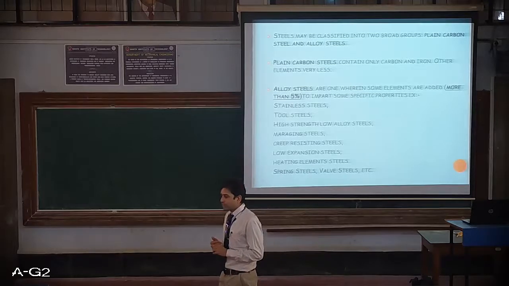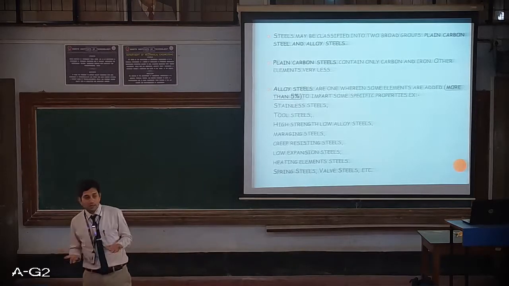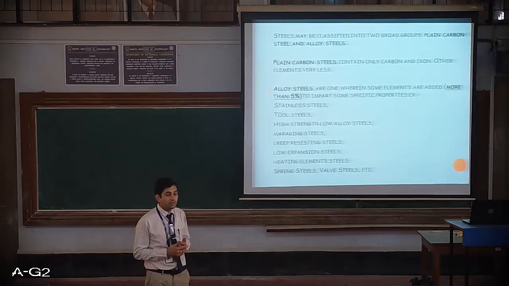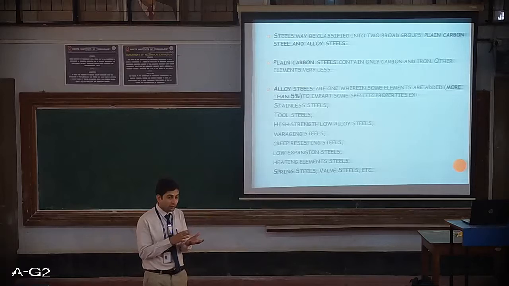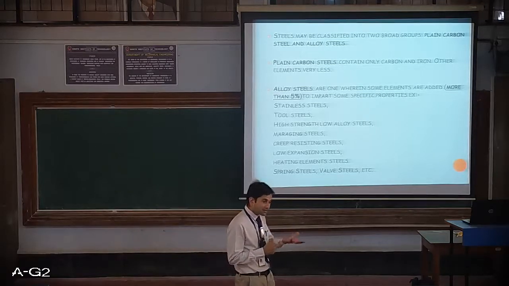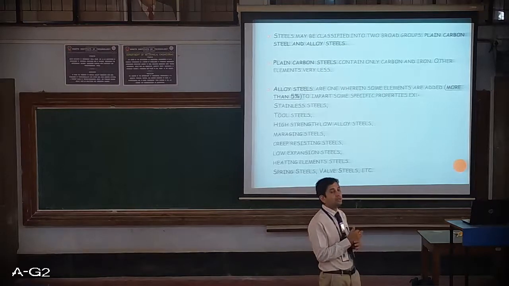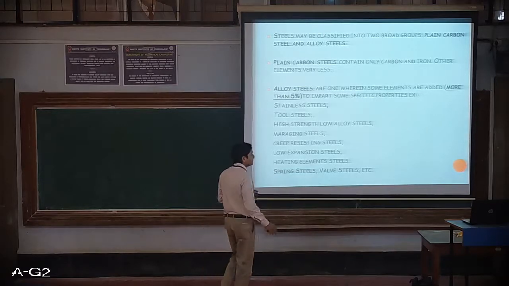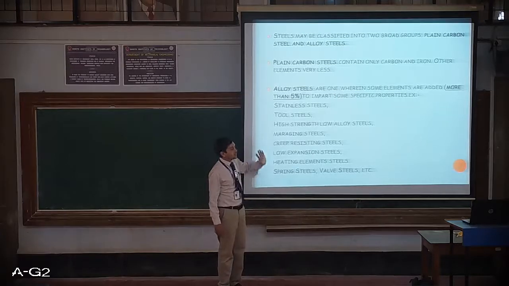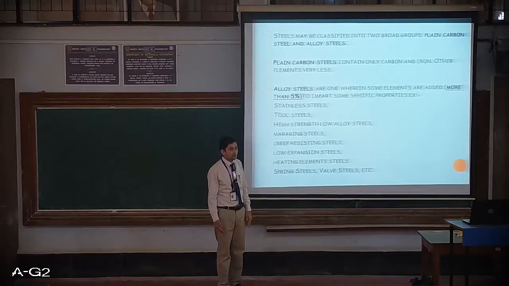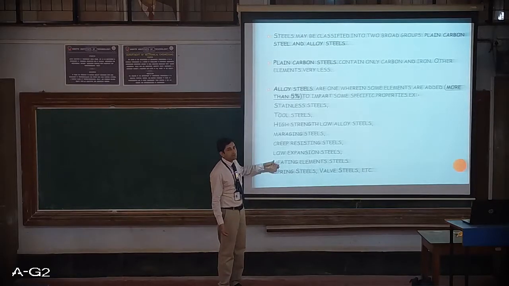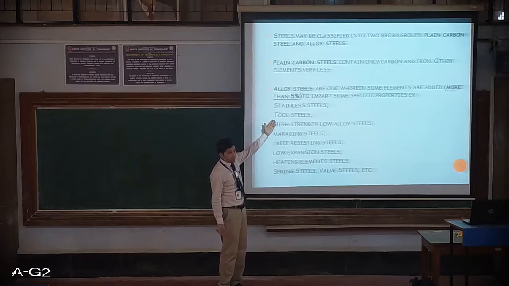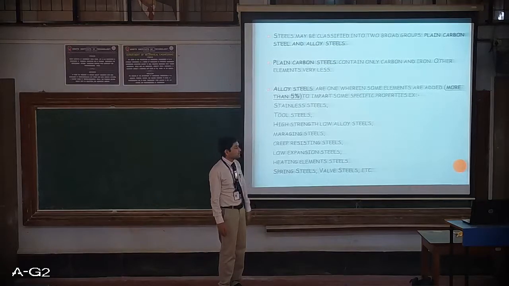Example for alloy steels, can you tell me? Example for alloy steels is nothing but the stainless steel we see day by day. The stainless steels are used for making the plates in which we have our food daily. That is an example of stainless steel, and it is basically alloy steel wherein chromium metal is added to iron and carbon. So like that we can differentiate steels into two further types: one is plain carbon steel and the other is alloy steels. And different types of alloy steels I have mentioned on the board. They are, for example, stainless steel, tool steels, high strength low alloy steel, maraging steels, creep resistant steels, low expansion steels, heating element steels, spring steels, valve steels, etc.